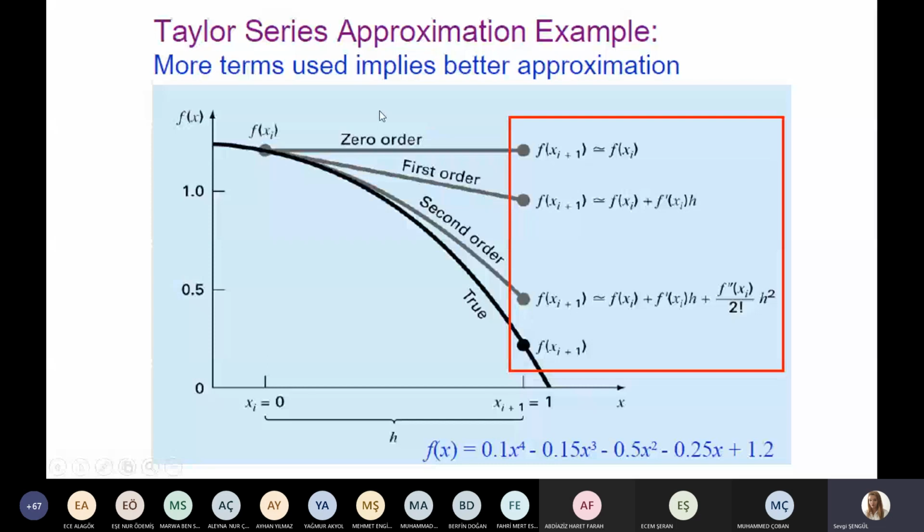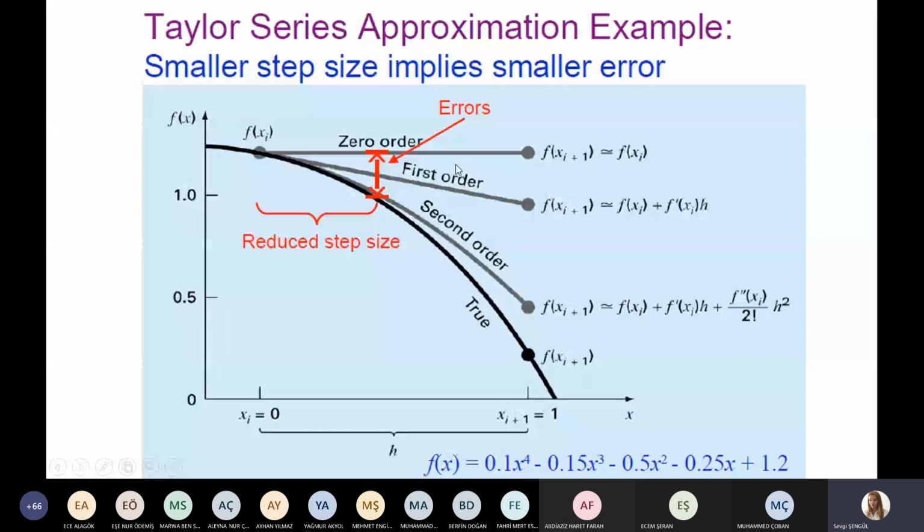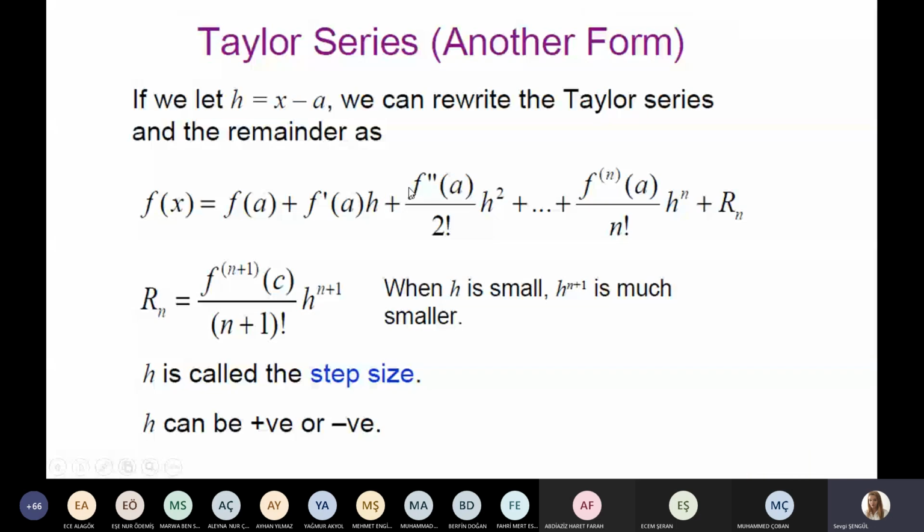And this is just some showing. So more terms used implies better approximation. Of course, if you use more terms, you can get a better approximation, or if you get a smaller step size. And why do I call it step size? Let's check that out. Before, in our Taylor series, we were taking h as x minus a, remember? If we call x minus a h, this is what we call step size. To make this step size smaller, we need to expand our Taylor series closer to x.